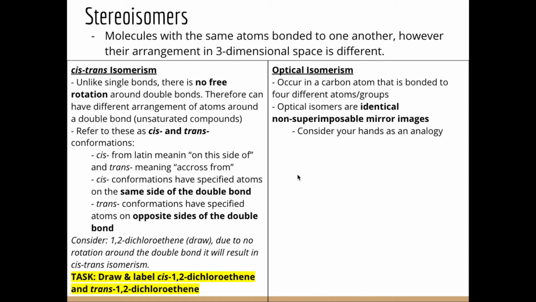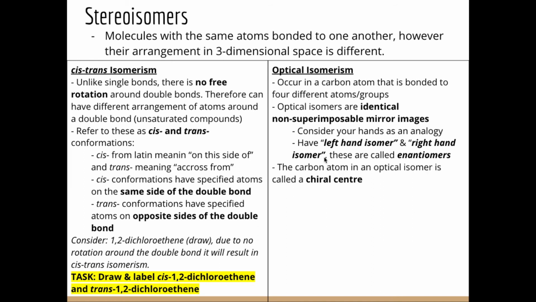Let's have a look at a diagram here. We've got 2 isomers around a chiral center. The carbon atom in the middle of an optical isomer is called a chiral center. You can imagine having a left-hand isomer and a right-hand isomer to use the analogy of our hands. These are also called enantiomers of each other, but not a term we need to be specifically familiar with at this point. So we have a carbon bonded to 4 different groups, and whilst these might look identical, there's no way that you can perfectly superimpose these.